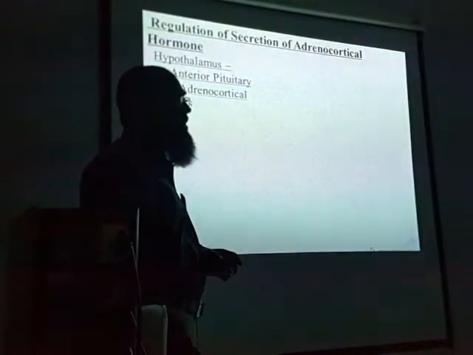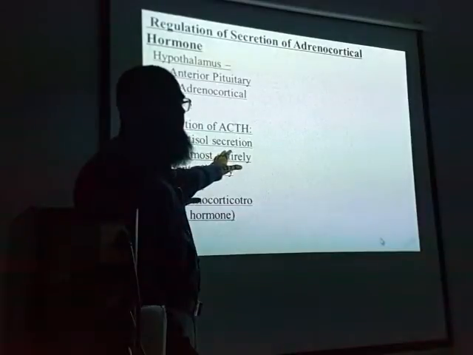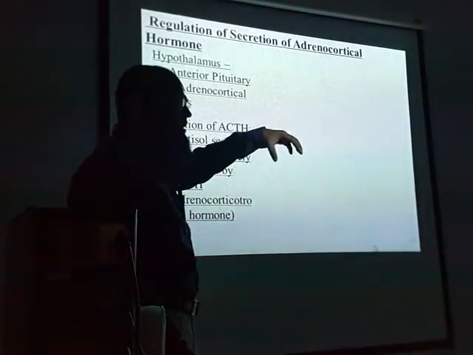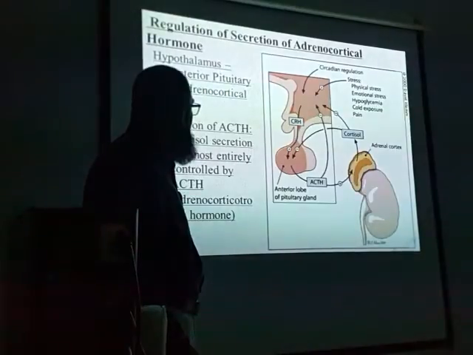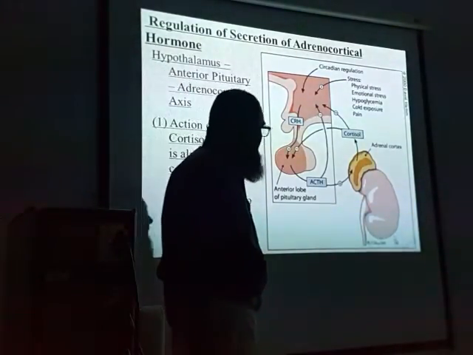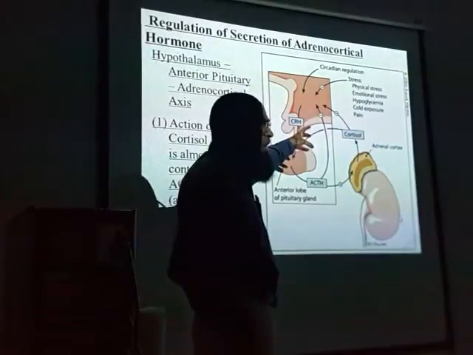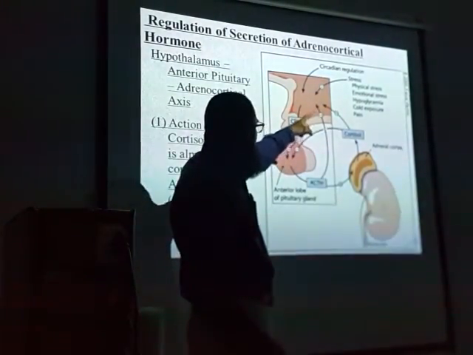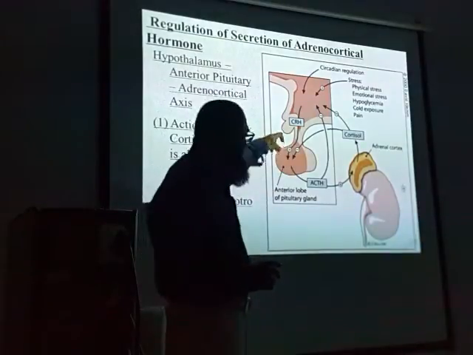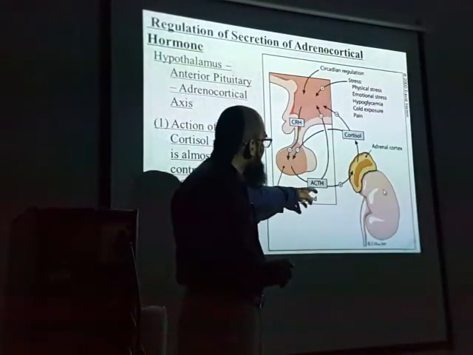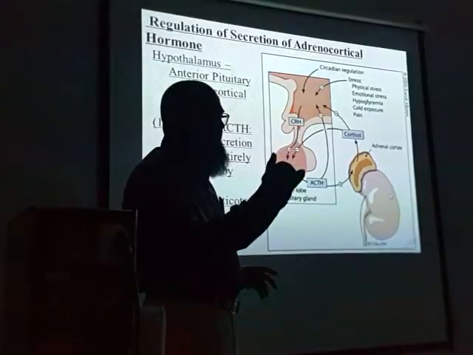Now the regulation of secretion of adrenal cortisol. One, as you know, is through ACTH: ACTH stimulates the adrenal cortex to release cortisol. Any type of stress, physiological or emotional stress, or hypoglycemia, or cold exposure, or pain, all stimulate the hypothalamus to secrete corticotropin releasing hormone. Corticotropin releasing hormone stimulates the anterior pituitary to secrete ACTH, which releases cortisol.